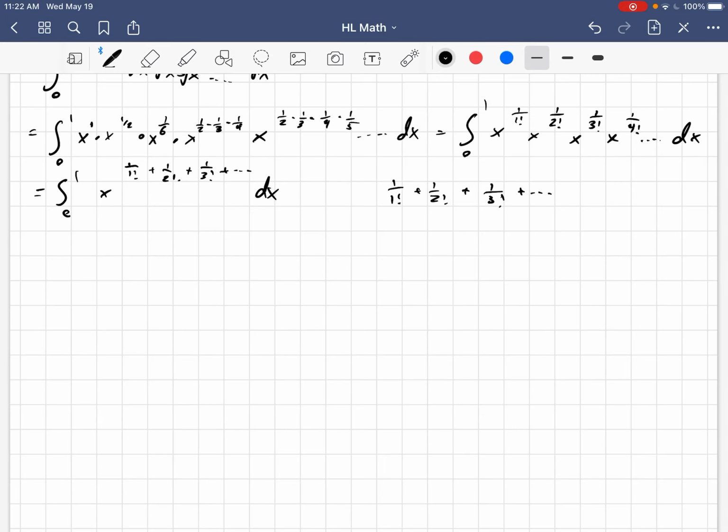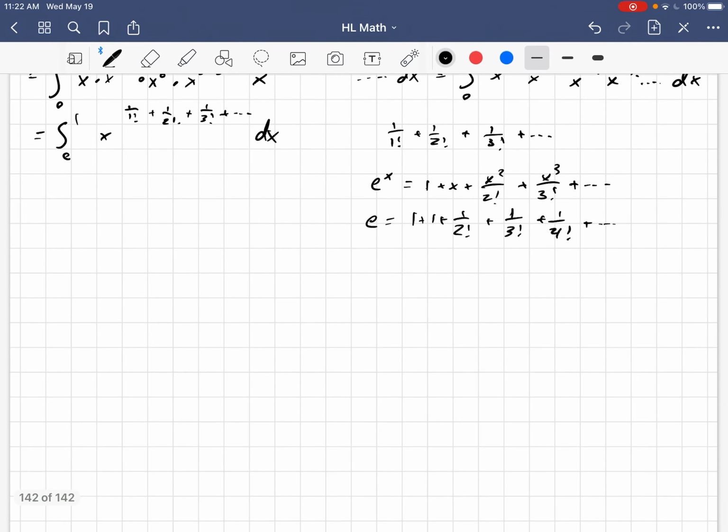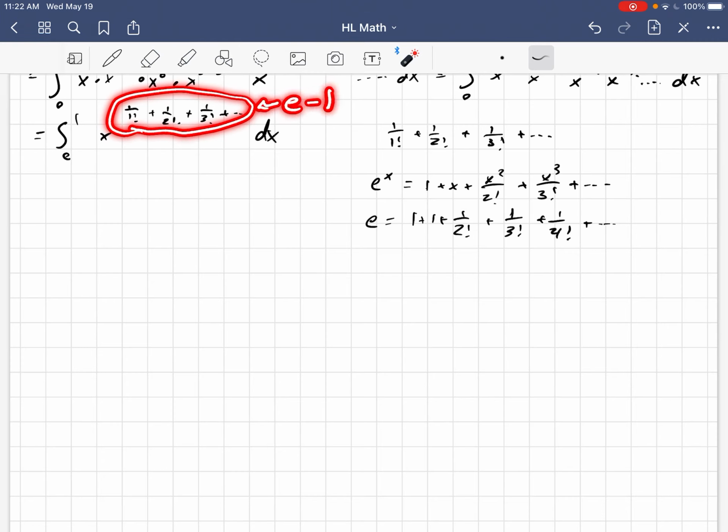And now, truthfully, in order to be able to think about what this would be, you kind of have to be familiar with the Taylor series of e to the x, right? So e to the x is 1 plus x plus x squared over 2 factorial plus x cubed over 3 factorial plus and so on. And now you can see all ones in the numerator, so that would tell you to let x be 1, and so you get e is equal to 1 plus 1 plus 1/2 factorial plus 1/3 factorial plus 1/4 factorial plus and so on. And that means that this whole thing right up here simply becomes e minus 1, right?